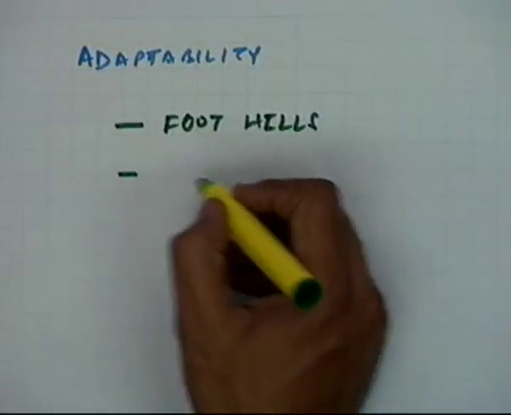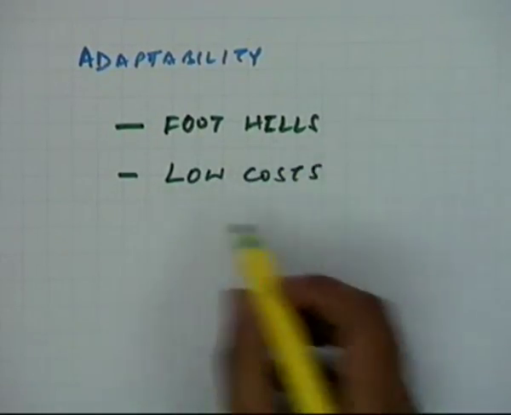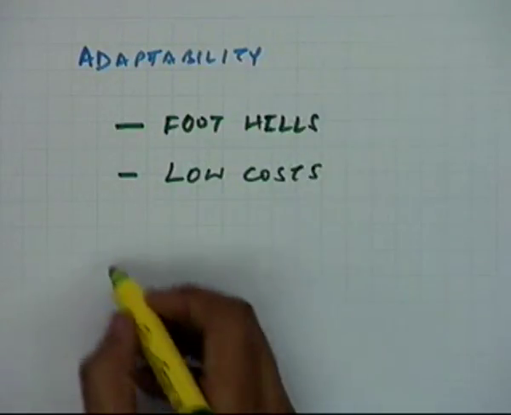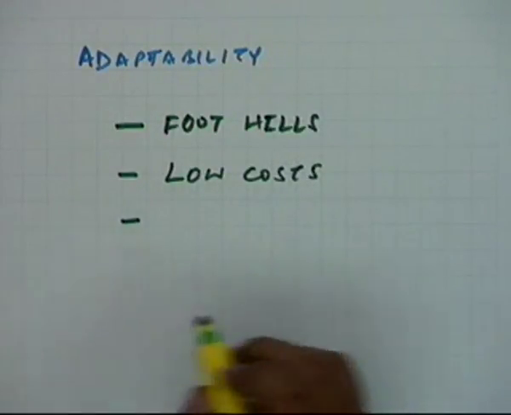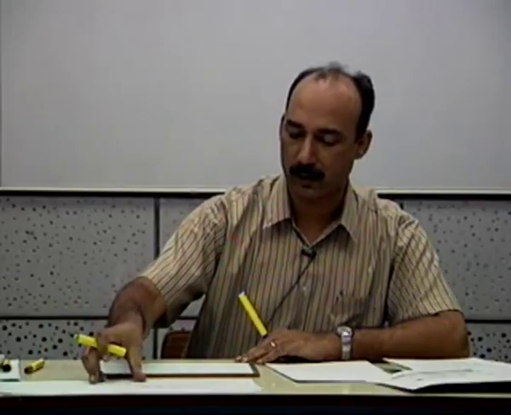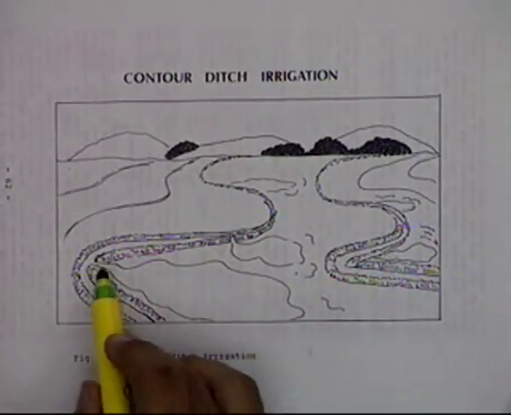That is involving very low costs, because in this case there is no land grading required. The ditches are also unlined, so there also you can save a lot of expenses. Then the labor expense is also not very excessive, because making the openings is not a very skilled thing.